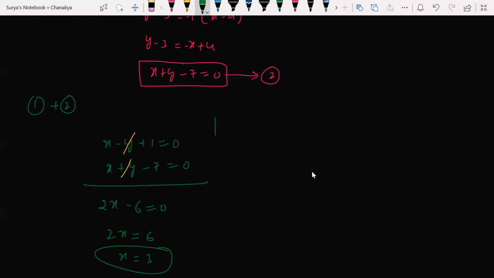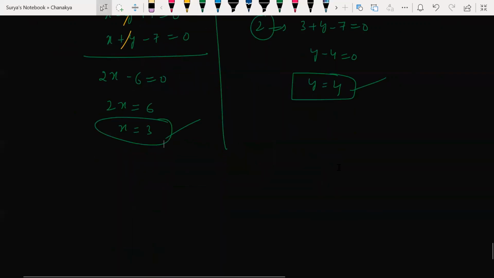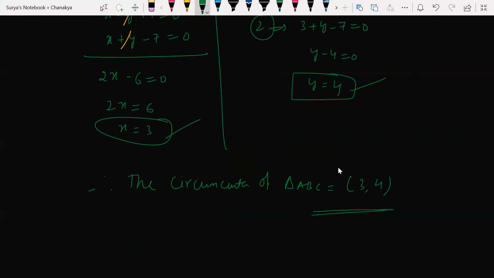If x is equal to 3, then from the second equation, 3 plus y minus 7 is equal to 0. y minus 4 is equal to 0, so y is equal to 4. We got the y value. Therefore, the circumcenter of triangle ABC is (3, 4). This is the answer. Any doubts?